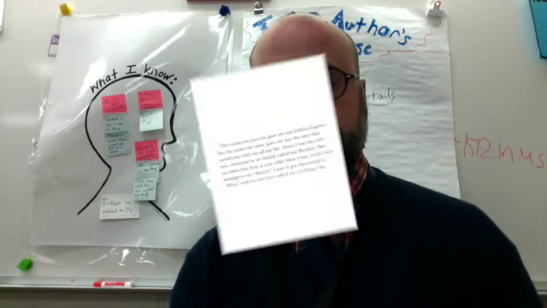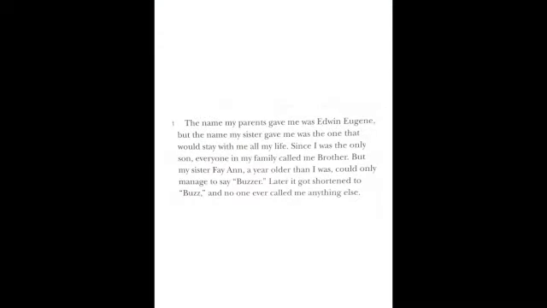The name my parents gave me was Edwin Eugene, but the name my sister gave me was the one that would stay with me all my life. Since I was the only son, everyone in my family called me brother. But my sister, Fay Ann, a year older than I was, could only manage to say Buzzer. Later it got shortened to Buzz, and no one ever called me anything else.